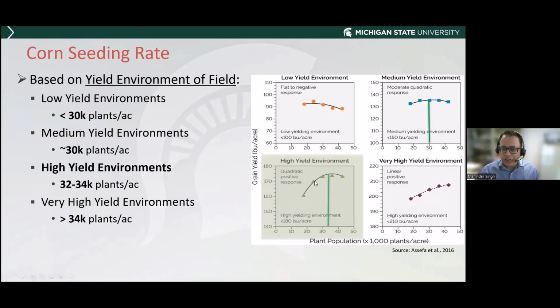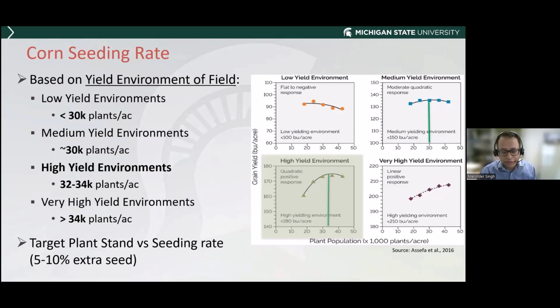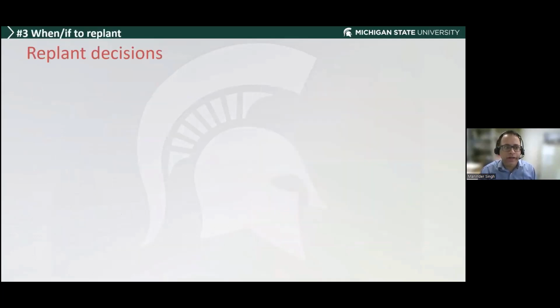So here you can see a nice quadratic curve with a plateau around that 32 to 34,000 seeds per acre. And if we push more, it does come down. So unlike soybeans, something to be careful about, right? And again, these are number of plants. Target seed rate is probably 5 to 10% higher than that. That's for maximizing yield. If we're looking at economics, the number can be around 5% or so lower. So it might come around to what I'm showing you over here.